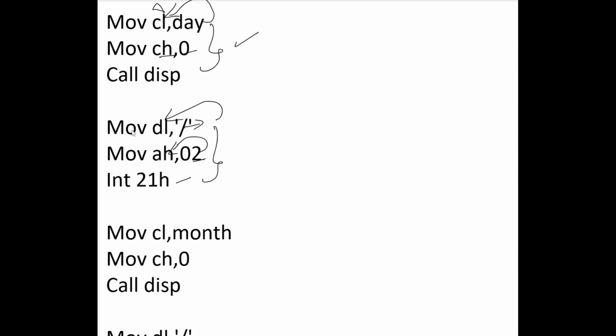These three lines of the code display a character on the console to separate the day and month value. How does the system display the date? It is day slash month slash year. Here this character slash we are using to separate the day and month.